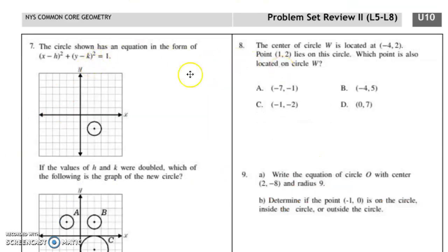This is the second page of the problem set. Take a look at this, see if you can make any sense of it, and then pause the video and see if you got it right.